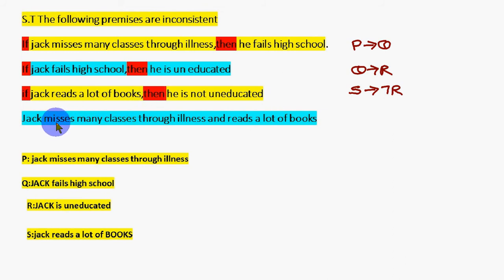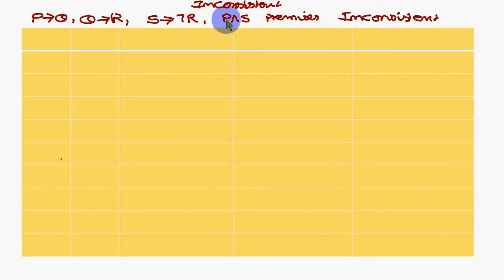The last one: Jack misses many classes through illness and reads a lot of books. Here the conjunction is and. Therefore this is P, this is S, so P and S. That means we have the four premises. Only premises are given in consistency and inconsistency problems. Now what we have to do is consider these four premises, P conditional Q and so on.